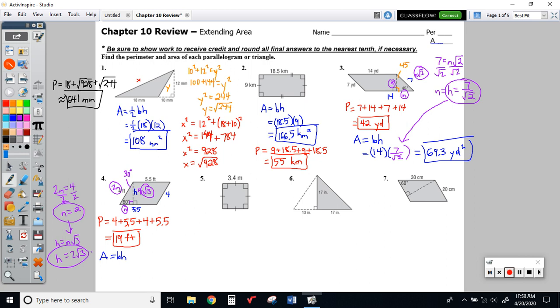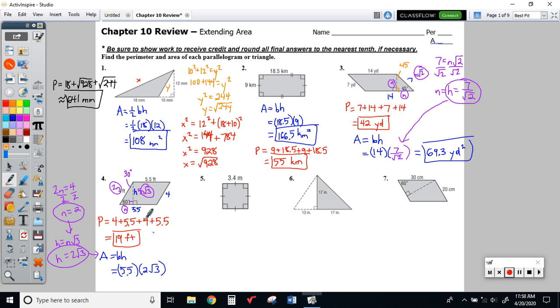So I can take that, plug it in here. My base is 5.5. That's perpendicular to the height there. So now I have the answer, or the setup needed to get to that answer. So 5.5 for the base times 2 root 3 for the height. Put that into a calculator, and we should get our final answer on that one.